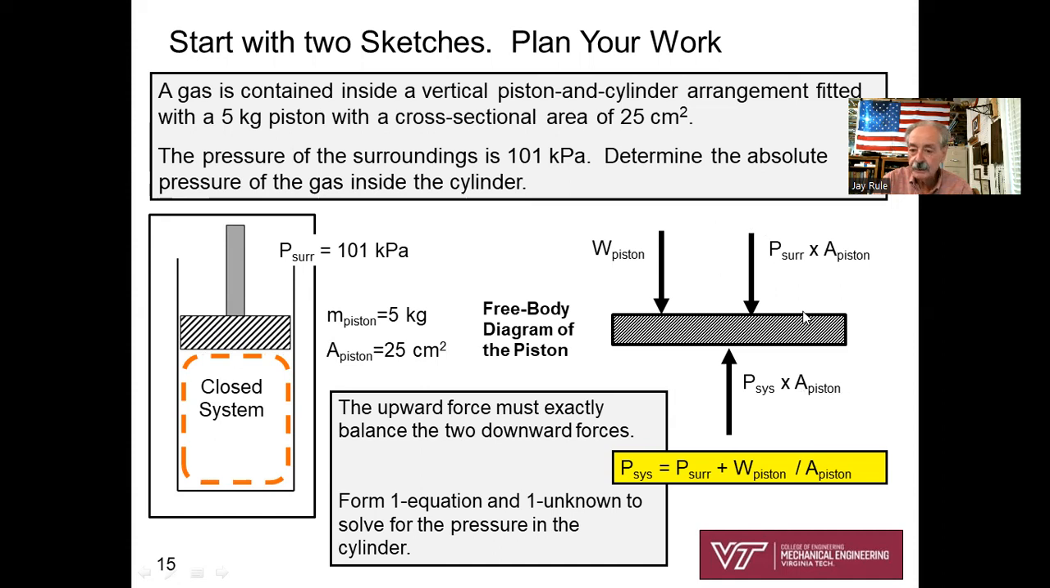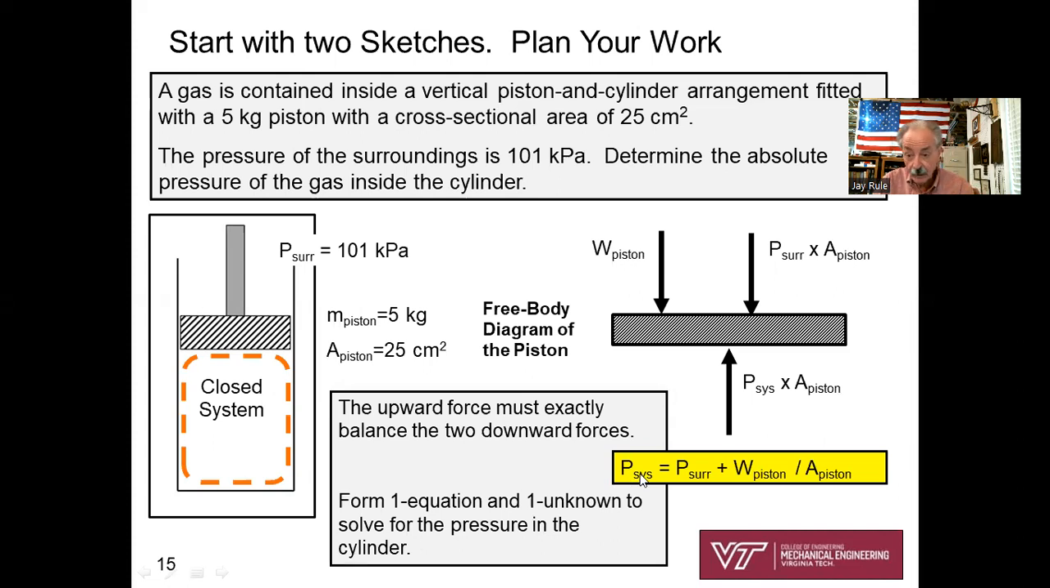Also a sketch is a free body diagram. So I study the words of the problem. I've got the weight of the piston pushing down on the piston. I've got the pressure of the surroundings pushing down on the piston, and what's pushing up on the piston is the pressure of the system, the gas in the system, times A of the piston. So all I have to do is go right to statics class, do the free body diagram. I have to exactly balance the downward and upward forces, come up with one equation and one unknown, and then I can solve for the unknown P of the system.